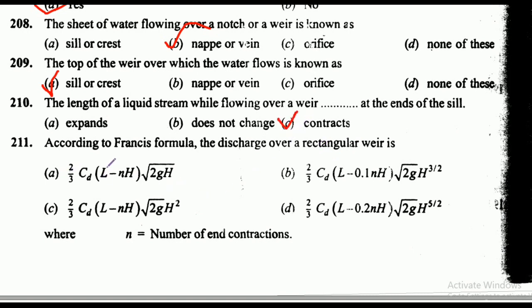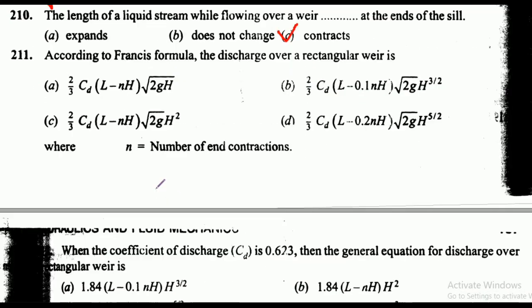Next is, according to Francis formula, the discharge over a rectangular weir is. Here friends, these are the options where n is equal to number of end contractions. So here friends, the correct answer is option B, that is 2 upon 3 Cd into bracket L minus 0.1 n H bracket closed, under root of 2g into H raised to 3 by 2.